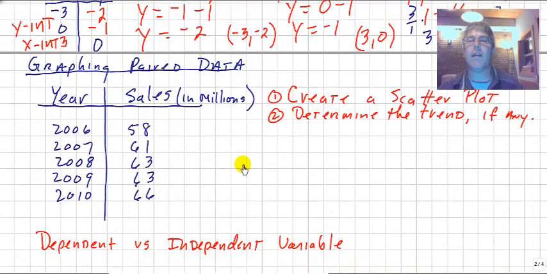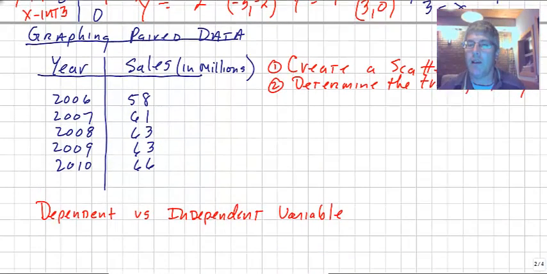You will also be graphing paired data. Okay? In this data set, we're given a year and sales. So we know in 2006, this company had $58 million in sales. In 2007, 61 million, and so forth. You're going to be asked to create a scatter plot and then determine any kind of trend in the data. Well, I want to talk a little bit about dependent versus independent variables, first of all. Okay? Dependent versus independent.